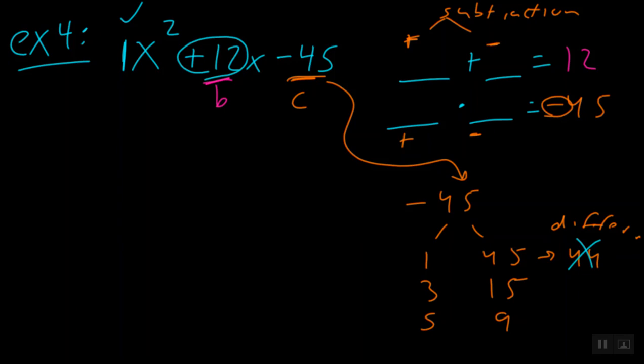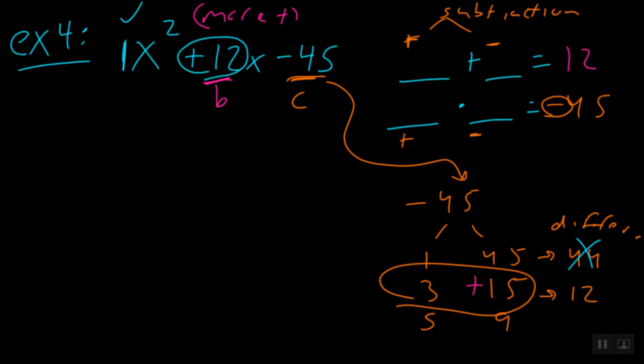Okay, let's see. What is the difference of 3 and 15? Well, the difference there is 12. Wait a second. I think we have our numbers. Now the next question becomes which one is positive and which one is negative. And so I go back to my initial B term and I'll say this. There are more positives. And guys, if there's more positives, that means your bigger number is positive and your smaller number is negative.